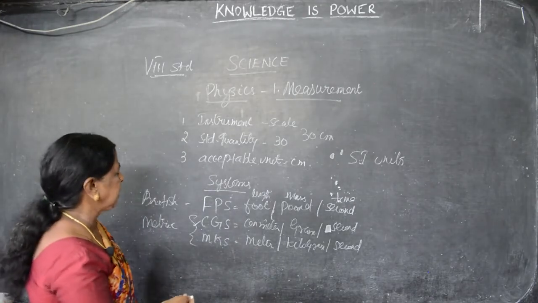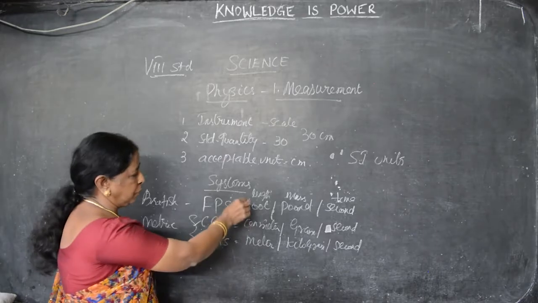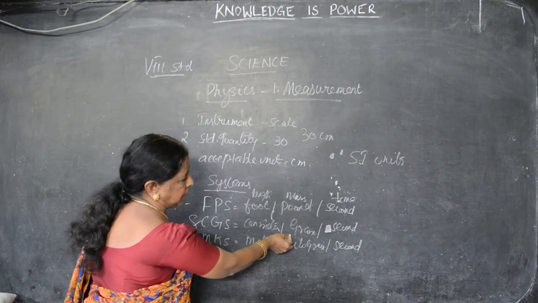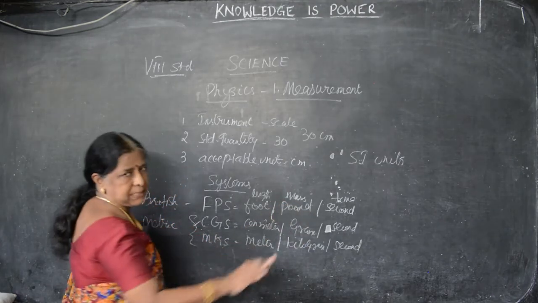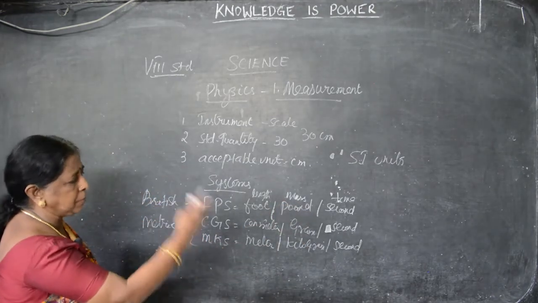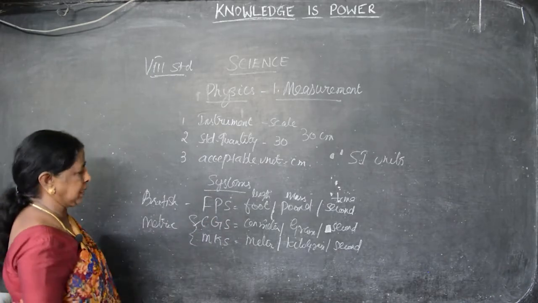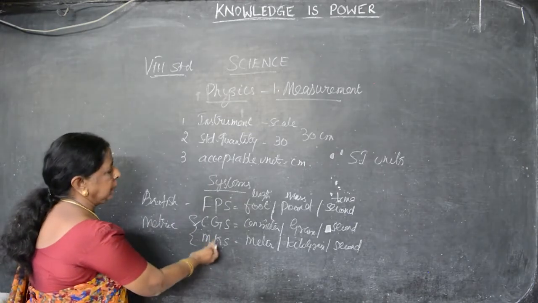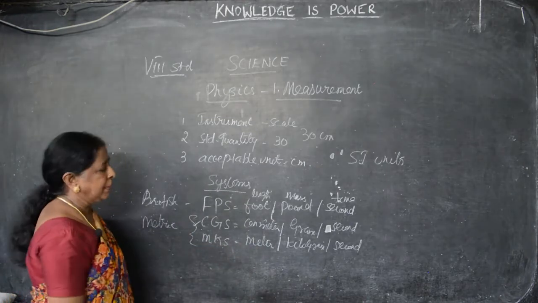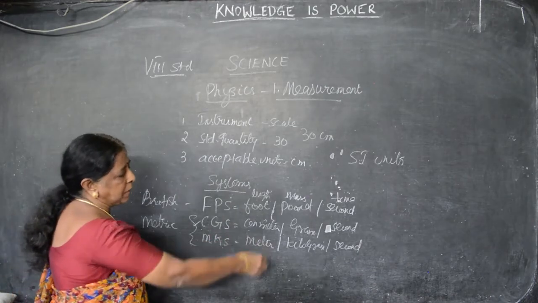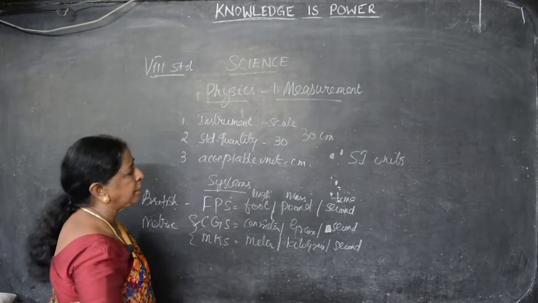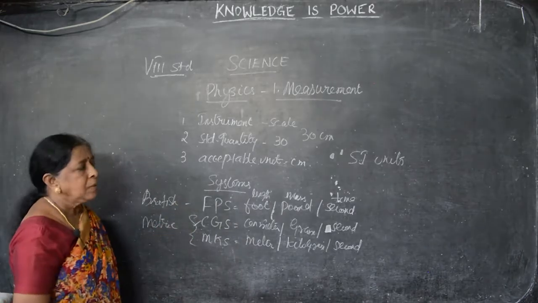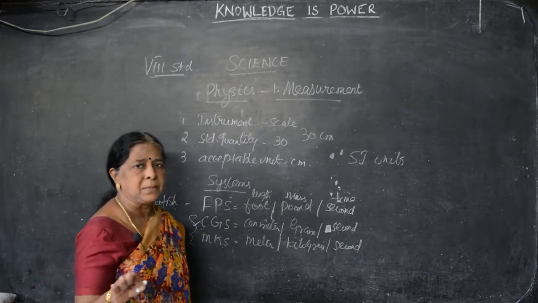Next one is CGS, where instead of foot we are using centimeter, instead of pound we are using gram, that is mass, and time remains as it is. So, in all the 3 systems, time remains the same, but the other 2 are changed. From the CGS system, a somewhat developed system is MKS, here meter, kilogram and second. For length we say meter, for mass we say kilogram, and for time, second.